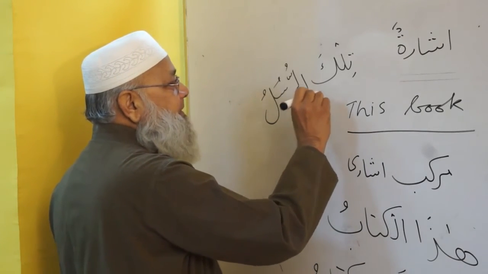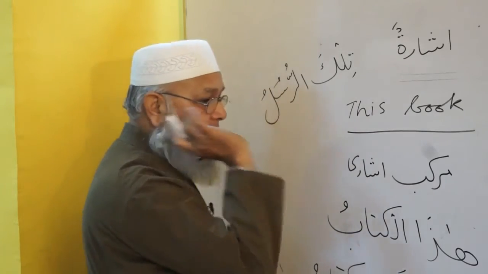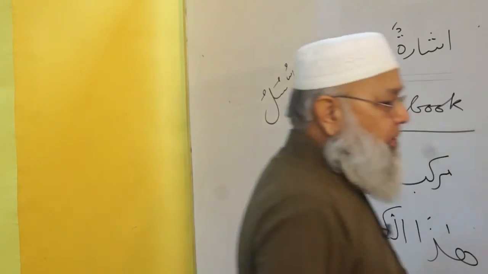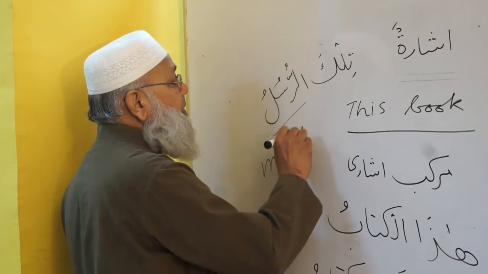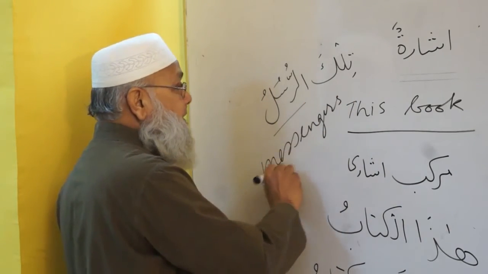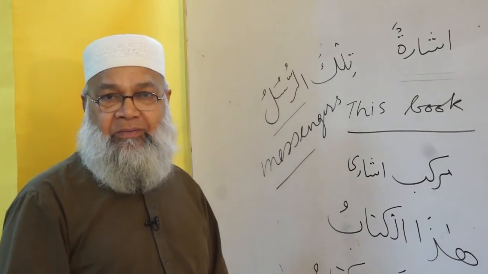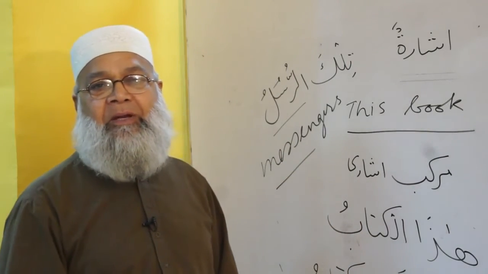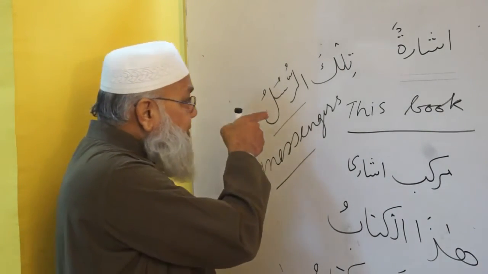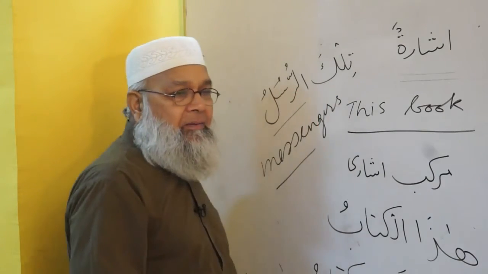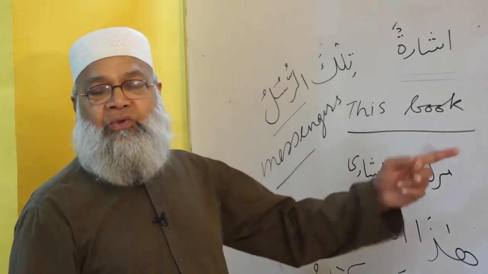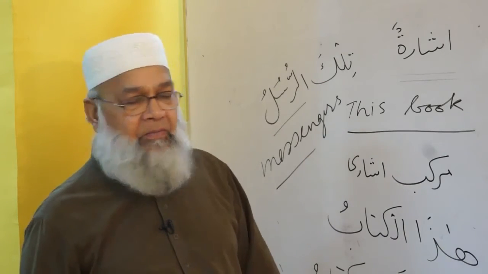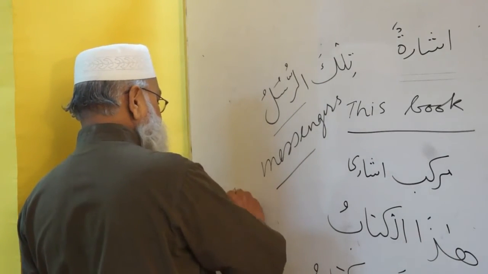Tilka is a singular feminine demonstrative noun. Look, this is tilka. But the rusul is messengers. Since this is a broken plural, you know already that broken plurals are treated as singular feminines in the Arabic language. So since this is a broken plural, the demonstrative noun with it is singular feminine. Tilkar rusulu, those messengers.